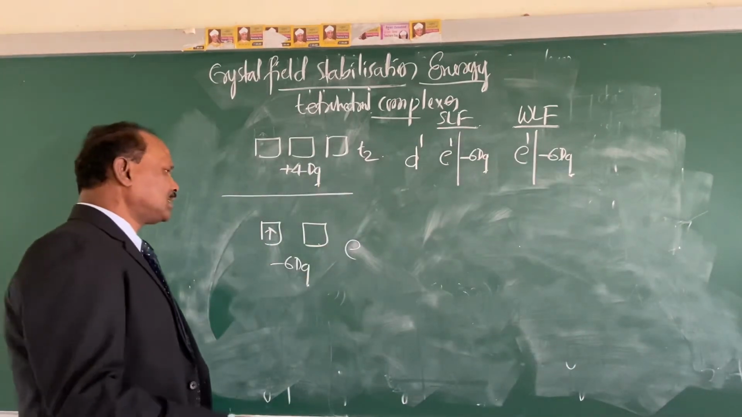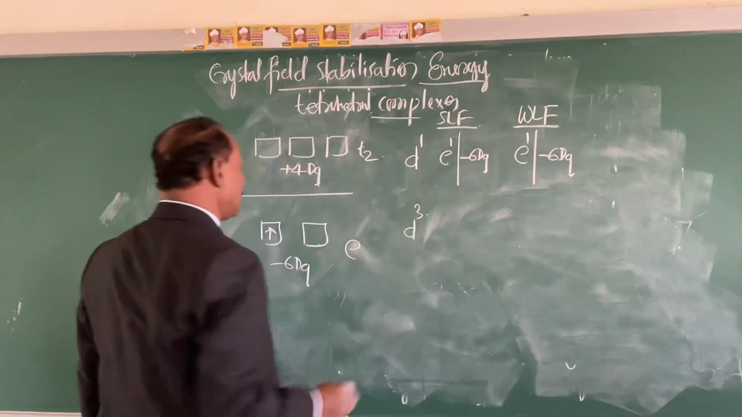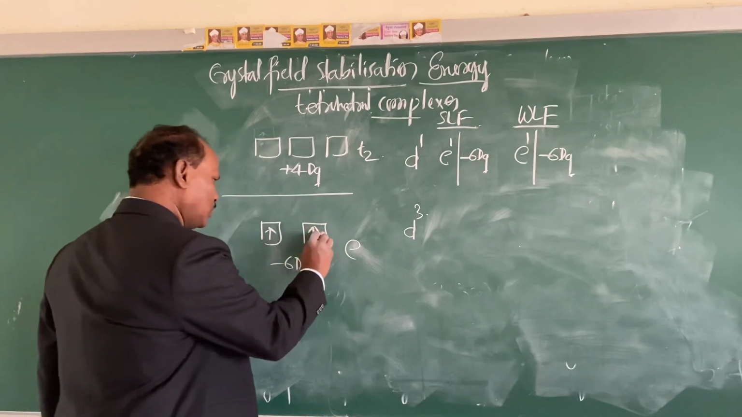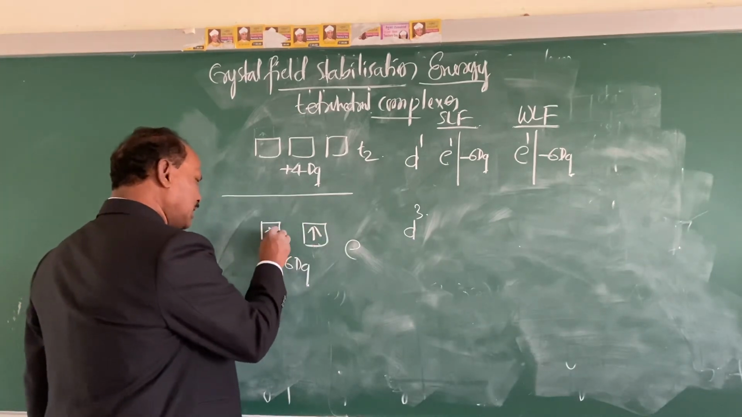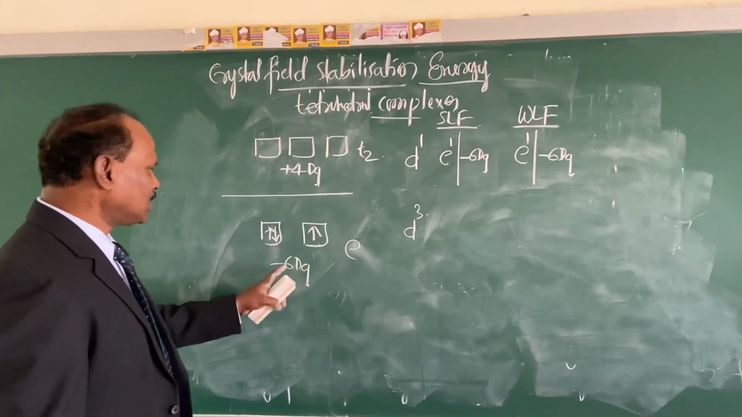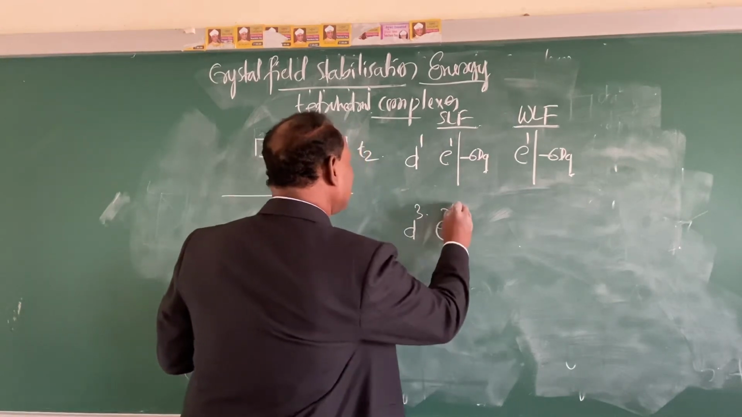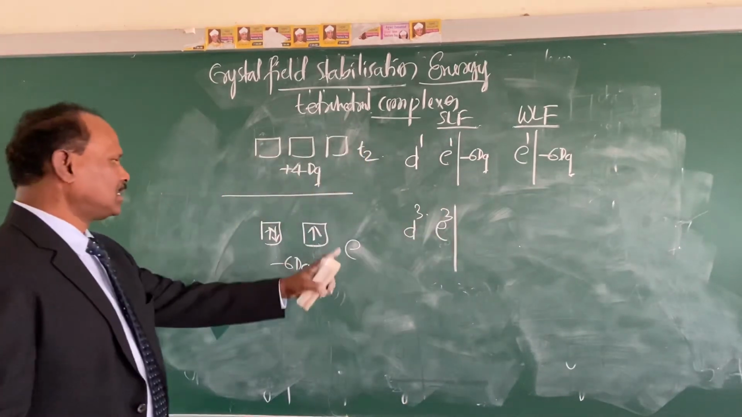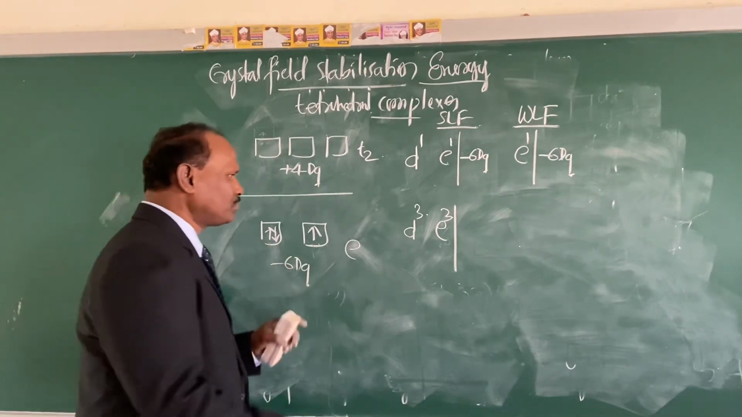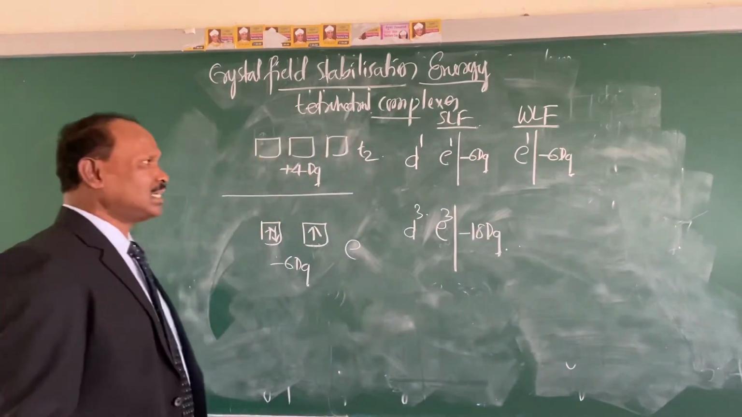Now I will calculate for the d3 system. So 3 electrons are there. 1, 2, next it gets paired. Okay. So for strong ligand field, what is the energy? 3 electrons are there. It becomes e3, and the energy becomes how much? 3 electrons, therefore 3 times 6 is 18, minus 18 Dq.